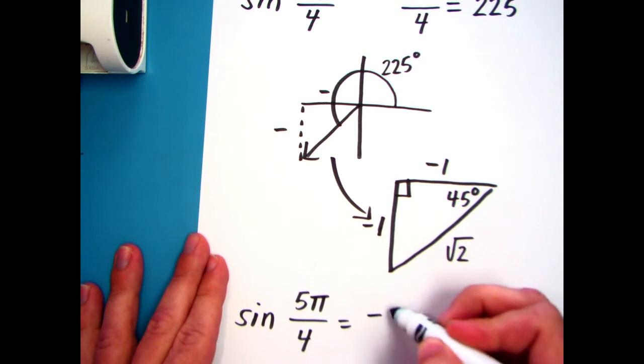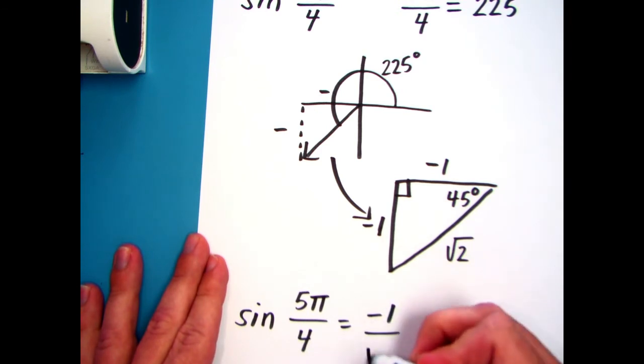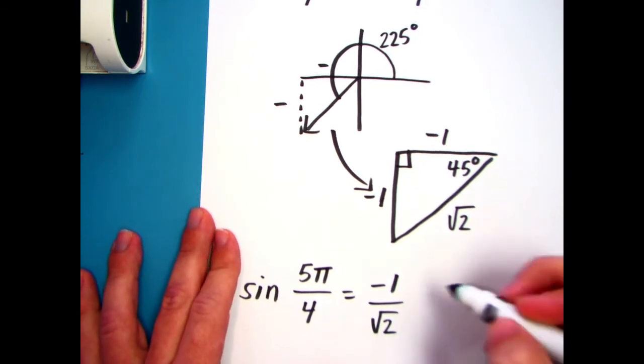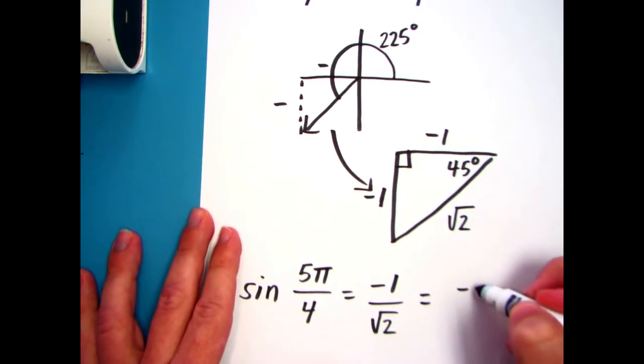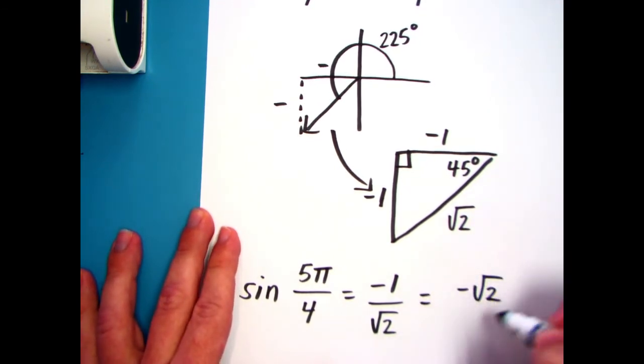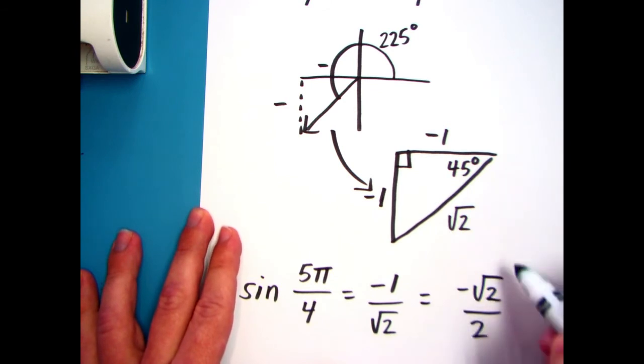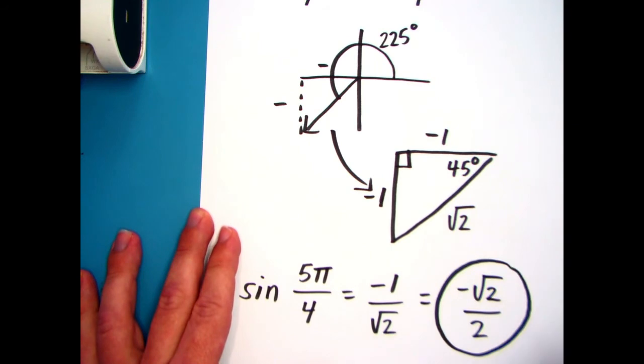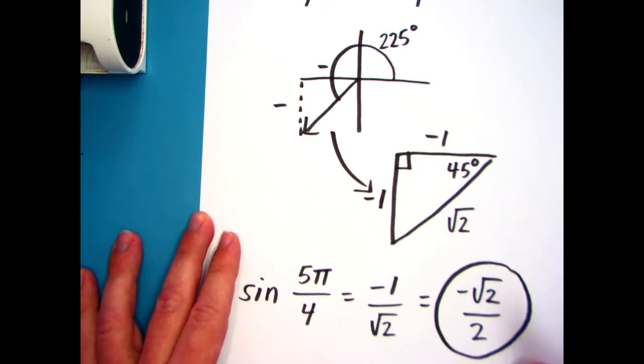Now it's time for step 4. Let's evaluate the sine of that inner angle. Well, sine is opposite over hypotenuse, so that's negative 1 over root 2. I don't want a radical in my denominator, so I have to rationalize this answer. My final answer is negative root 2 over 2.